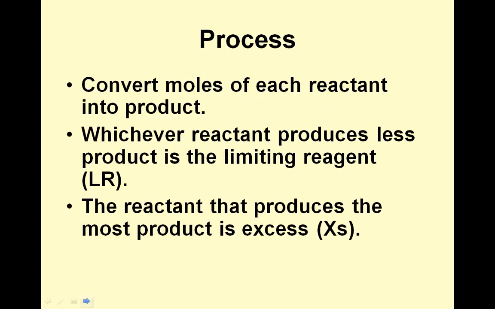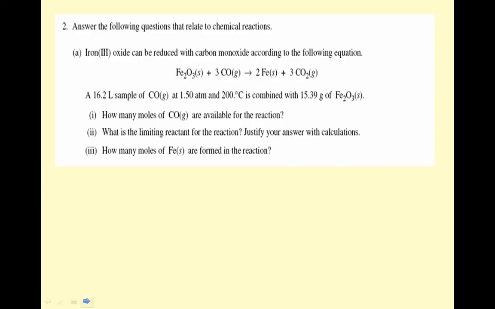Limiting reagents. Process. So what happens for a limiting reagent is I have reactant 1 plus reactant 2 yields product 1 plus product 2. What I do is I convert each reactant into the same product. Whichever reactant produces less is the limiting reactant. The reactant that produces the most product is in excess.